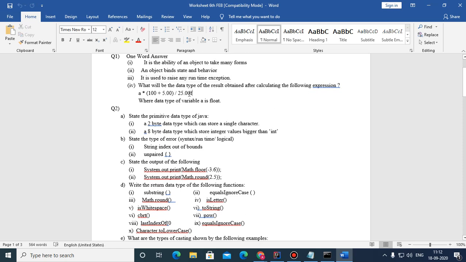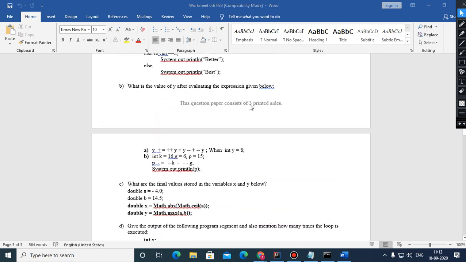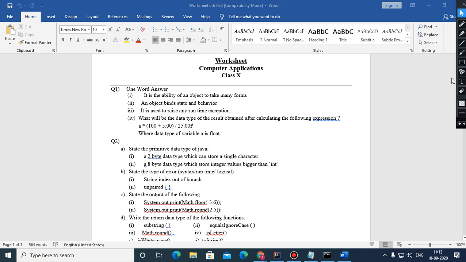Okay, what data type will this return? Please tell. When this expression is being executed, what type of value will be returned by this expression? Okay, Aditya, yes, it's correct. It is double type. You all can see that this data belongs to double type.